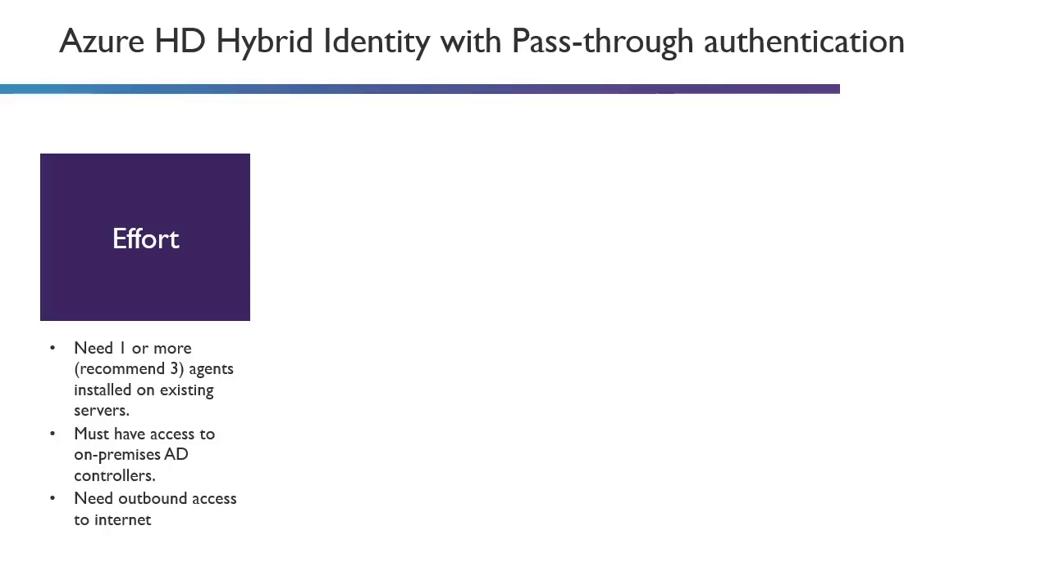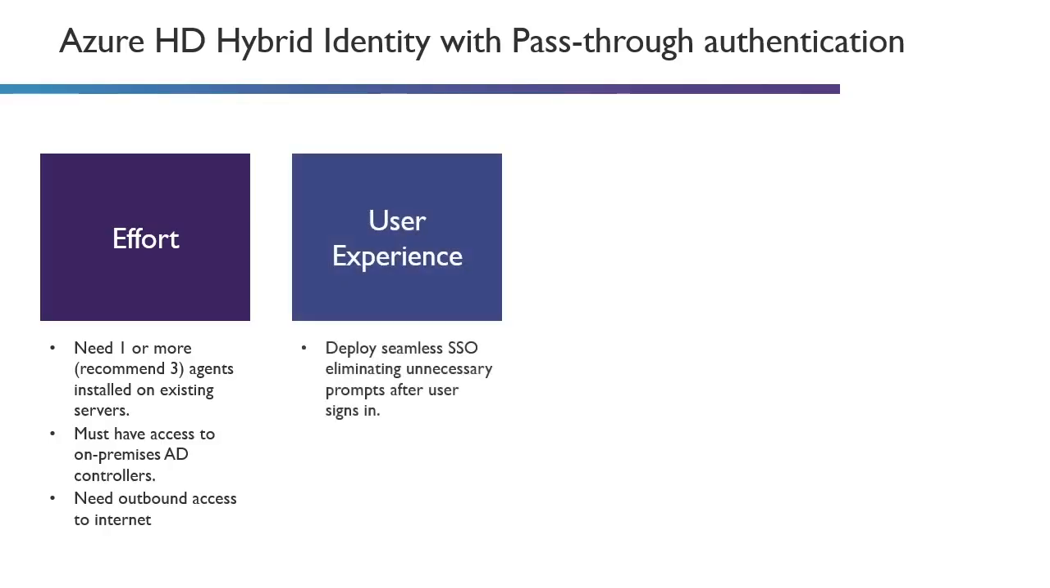You must have access to on-premises AD controllers, and those agent servers need outbound internet access. So make sure that you consider the security implications of pass-through authentication on those agent servers, and you don't just put them out in a DMZ or something like that. In addition, from a user experience, same as the other authentication, deploy seamless SSO, and it's going to feel great for the users.